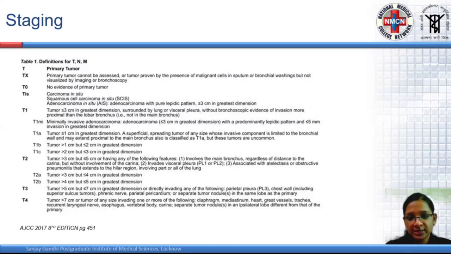T4 is tumor greater than 7 centimeter, or if it involves major structures like diaphragm, mediastinum, heart, great vessels, carina, and if there is a separate tumor nodule in an ipsilateral lobe different from that of the primary, even if it is in the ipsilateral lung.